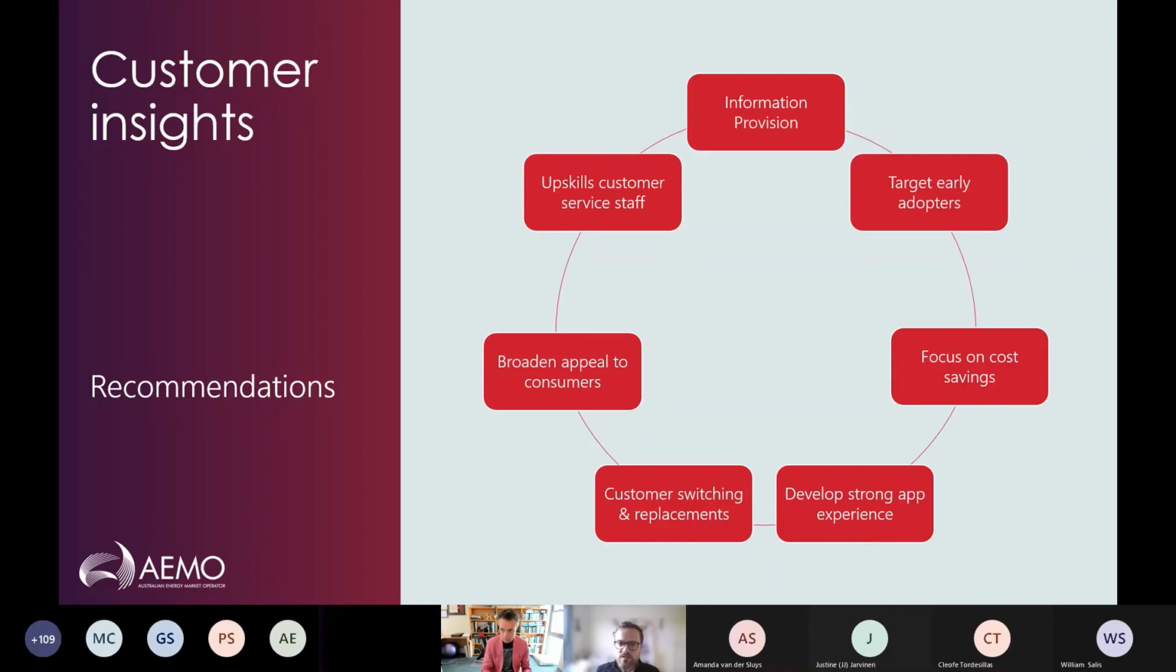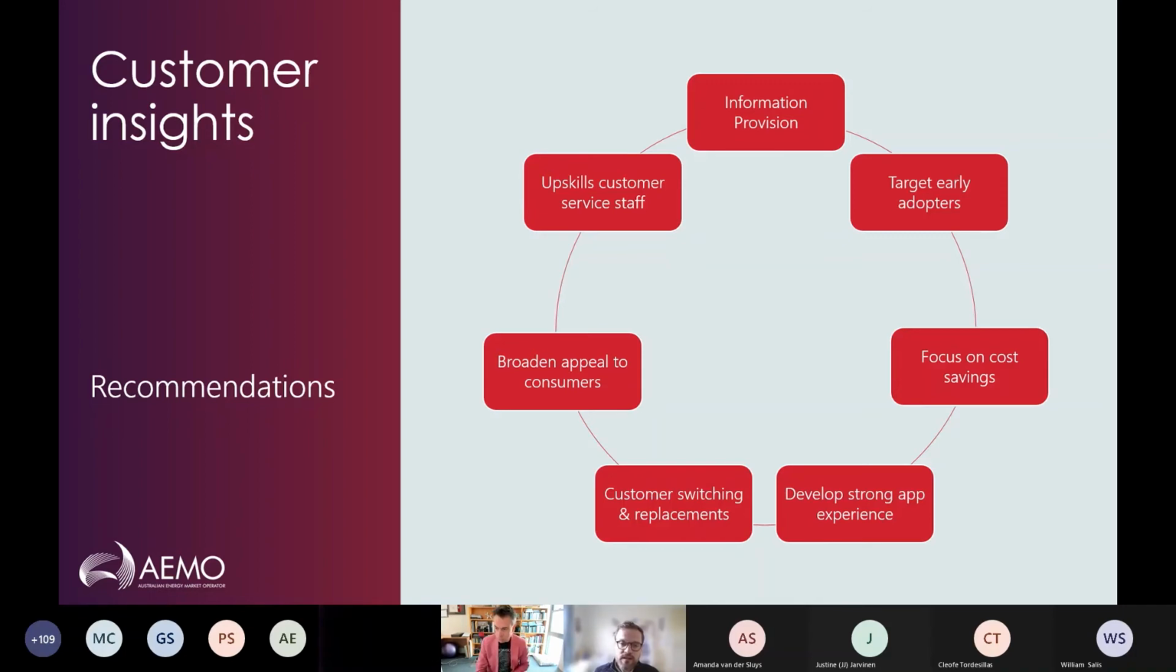Early adopters are still the ones that are really driving the uptake of VPPs, although we're getting into slightly broader parts of the market now. But if you're a VPP that's just starting out, it's probably useful to target early adopters to attract them into your VPP to begin with, and then to develop a strategy to attract other segments of customers as the market matures and as you as a VPP mature.